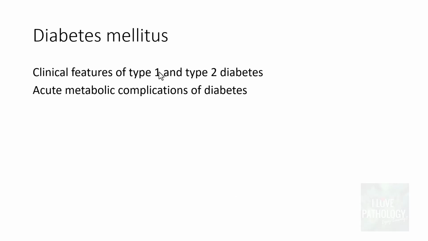So that's all for this session. We have talked about clinical features of type 1 and type 2 diabetes mellitus. Particularly, we understood the concepts behind polyuria, polyphagia, and polydipsia, and we have seen acute metabolic complications of diabetes.